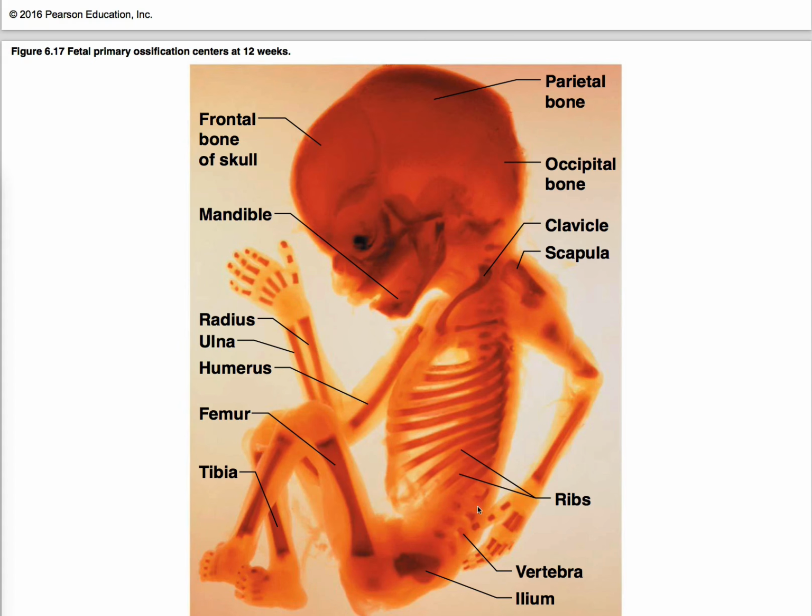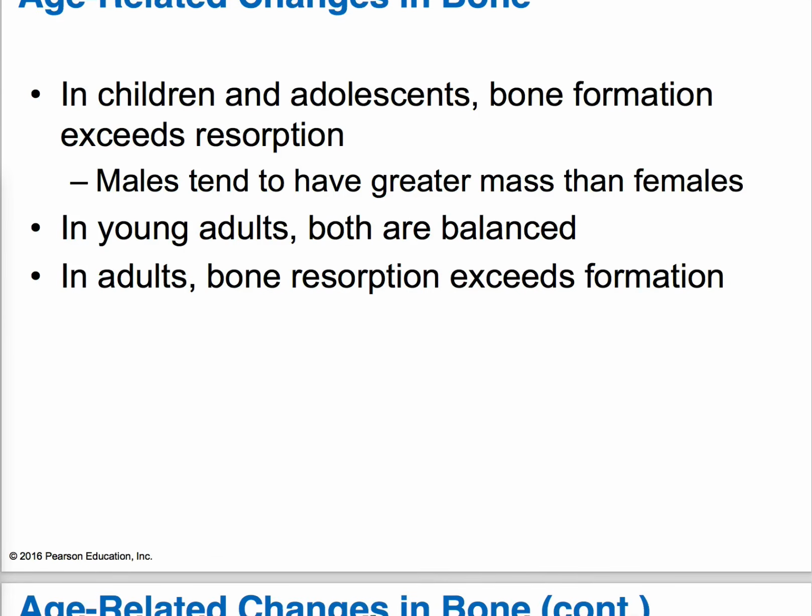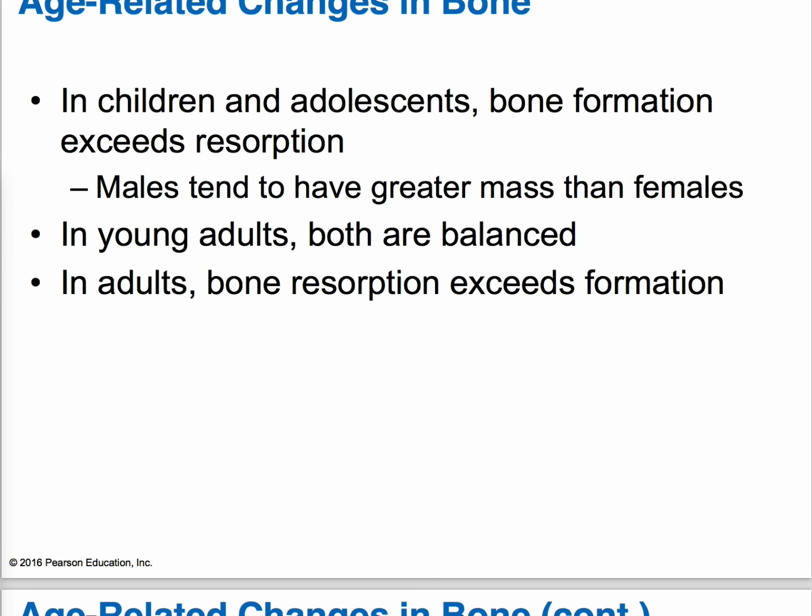You can see some of the backbones over here. This is a finger, by the way, it's not a backbone. These are the backbones over here. These are the ribs. And this is part of the hip bone. Now, in children and adolescents, bone formation exceeds resorption. In children up to adolescence.